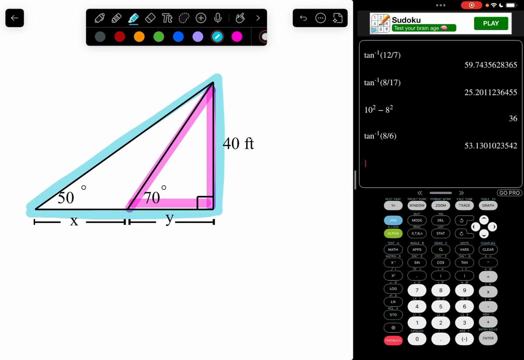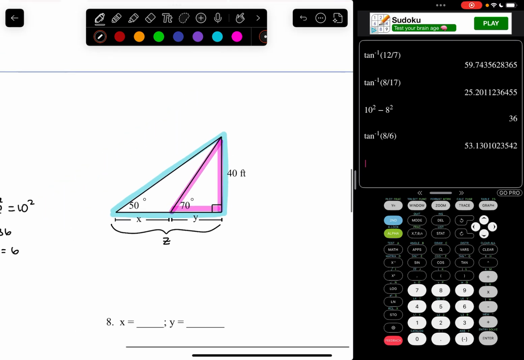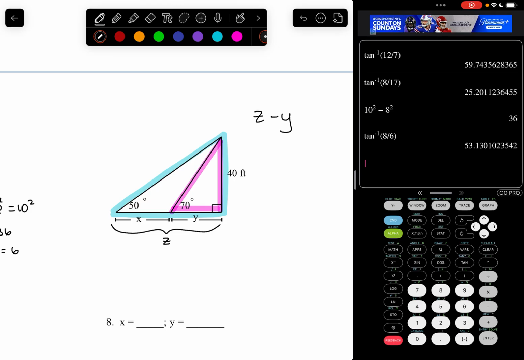Okay, so I've got the small pink triangle and the big blue triangle. Now, when I look at the big blue triangle, it's going to give me all of this as one of my sides. I'm going to label this whole side Z. And the way that I'm going to be able to solve for X is I'm going to have to figure out what the value of Z is, what the value of Y is, and subtract them from each other. And that will allow me to find the side length of just X, okay?